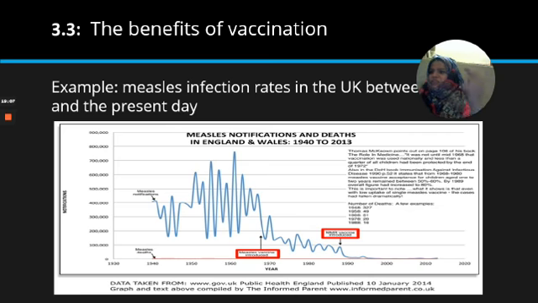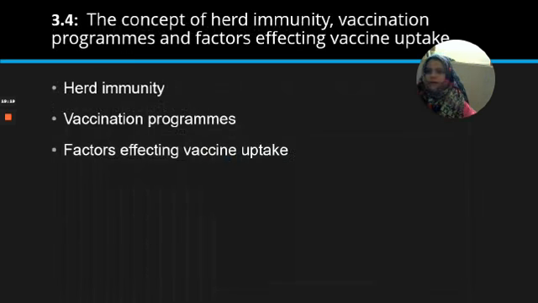As you can see, between 1940 and 1968, notifications averaged about 2 per annum, peaking every 2 years, with around 100 deaths from acute measles. In 1968, vaccination began.